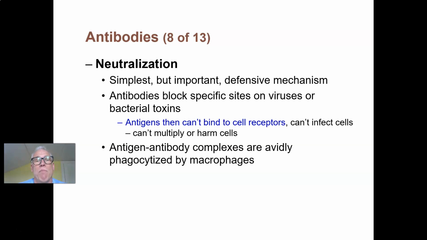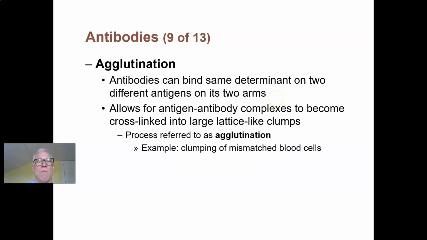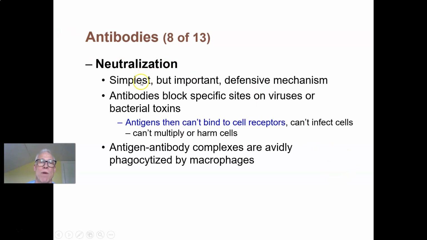Neutralization, we talked about blocking up an antigen. If an antibody binds to an antigen, now it can't do something else. It can't bind to a receptor on a cell, for example, because it's blocked, it's covered up, it's got some big chunk of antibody stuck to it. That's called neutralization. Agglutination, well, I'll go back real quick.